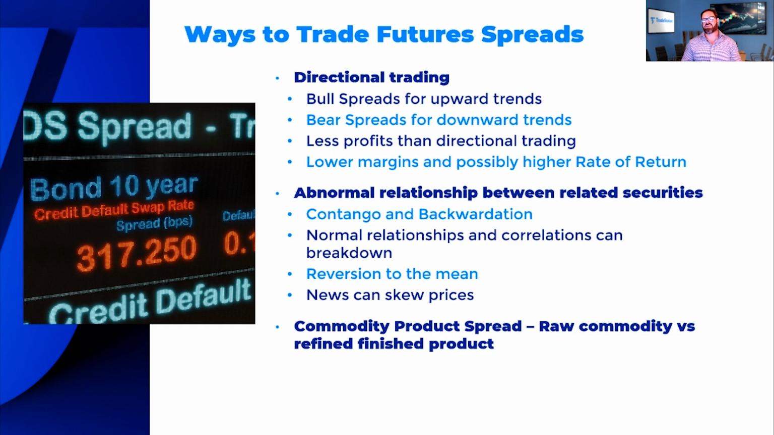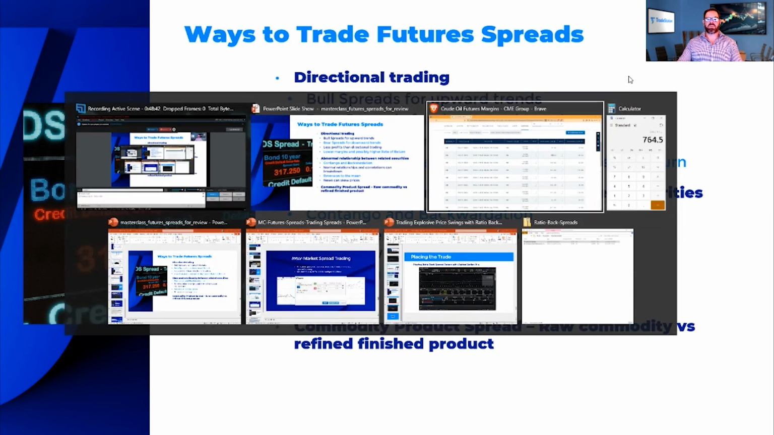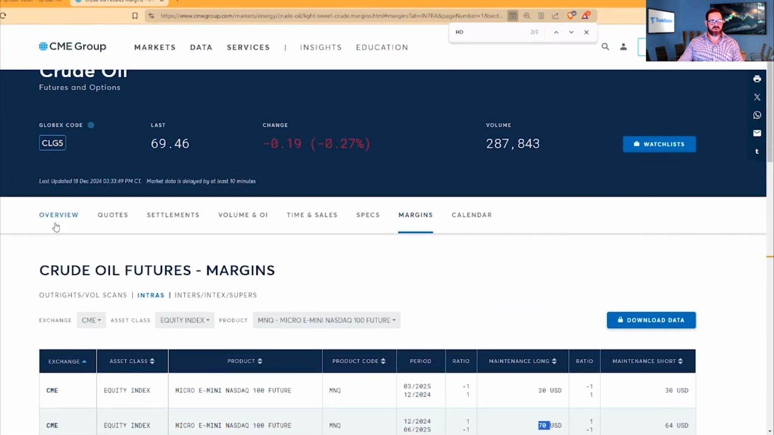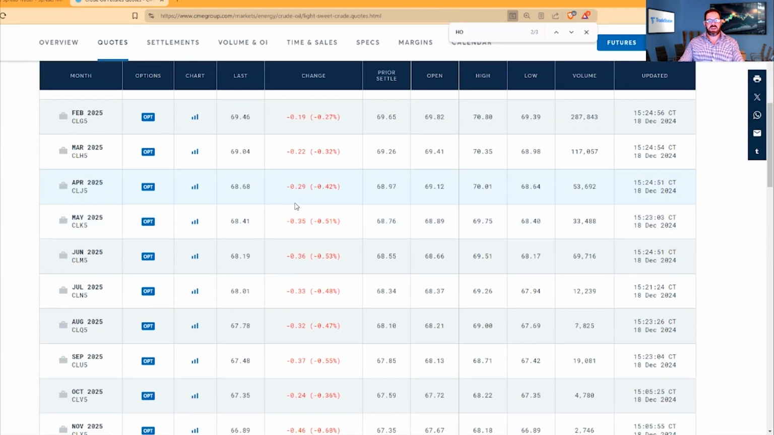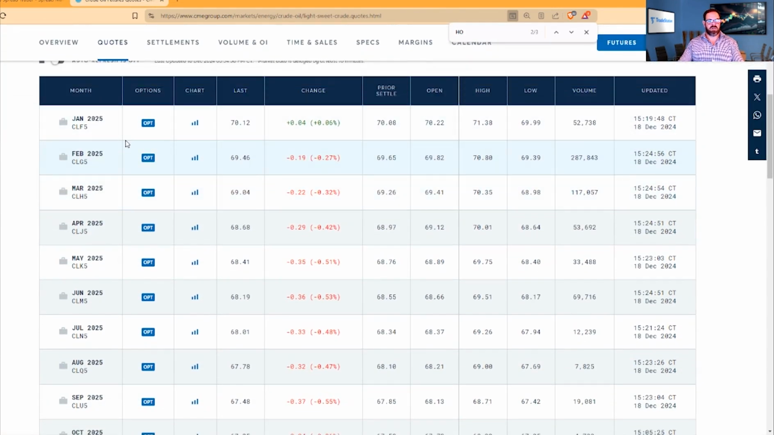You can also do what's called abnormal relationship identification. Actually, I'm not sure what the name would be for this, but you have what is called contango and backwardation. Contango is the normal status for the markets. For instance, if I go to a quote, here I am on crude oil. And on crude oil right now, we are not in contango, are we? We're in backwardation, which is interesting.